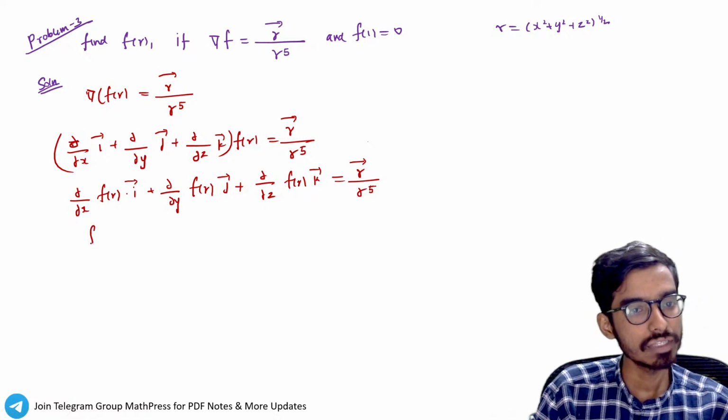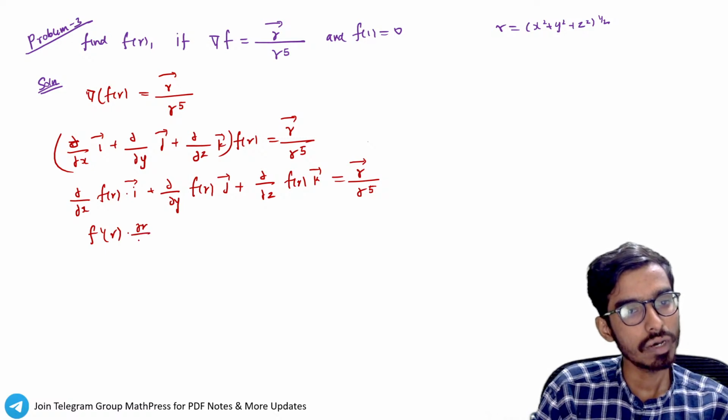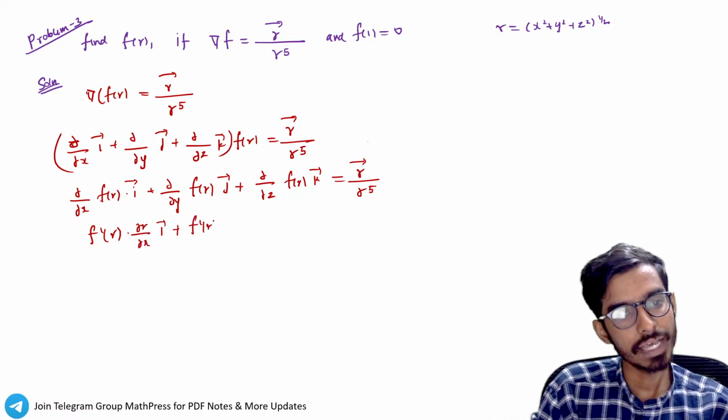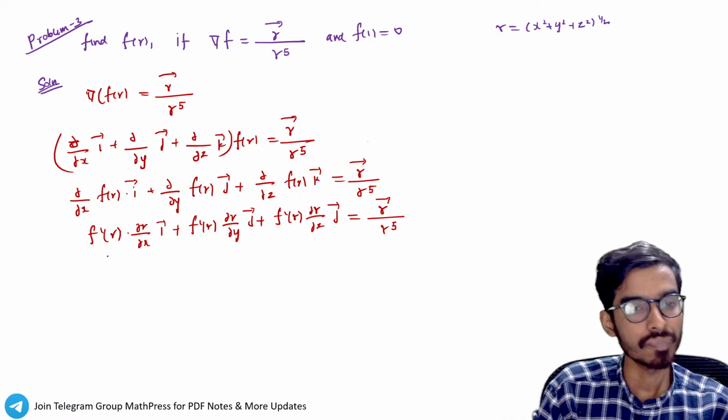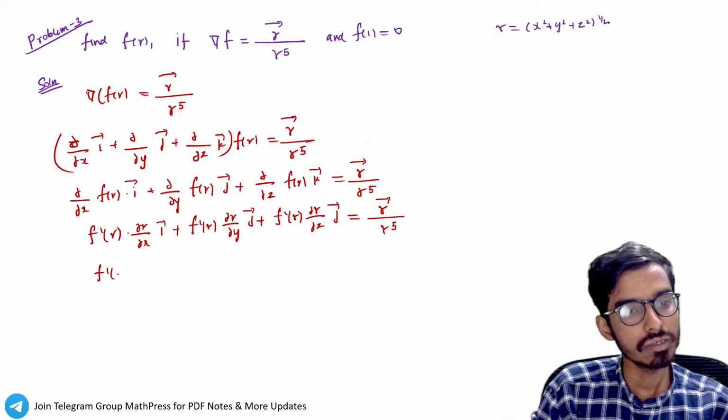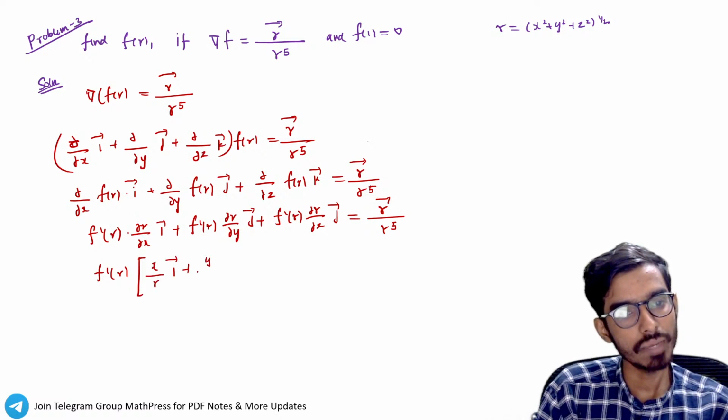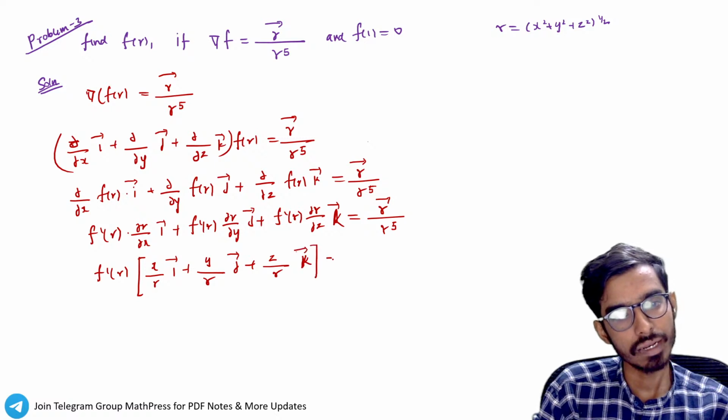So dou by dou x of this is f dash of r into dou r by dou x i vector, and this is f dash of r dou r by dou y into j vector, f dash of r dou r by dou z into k vector is equal to r vector by r power 5. So we know dou r by dou x is x by r. So I can take this f dash of r outside. And this is x by r i vector. This is y by r j vector. This is z by r k vector is equal to r vector by r power 5, right?